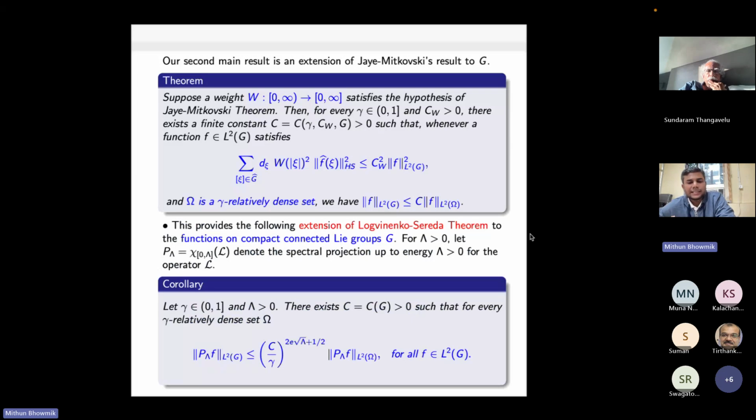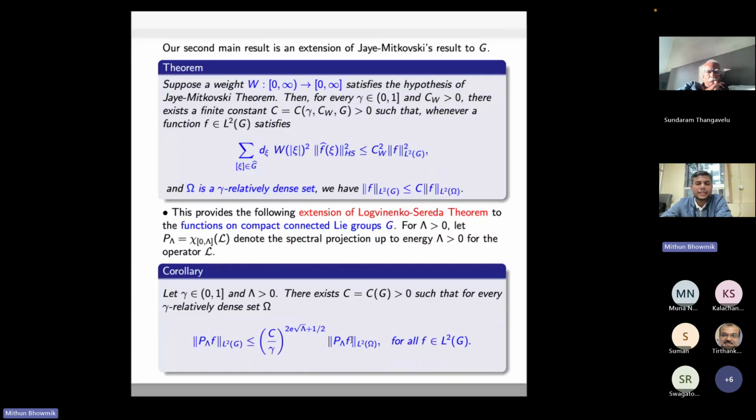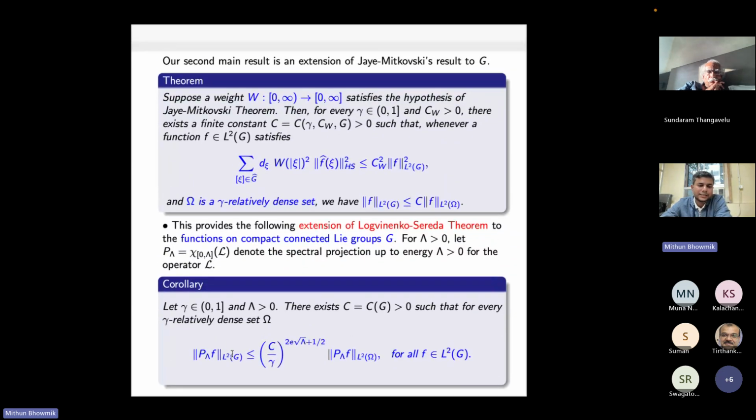Now what about the Logvinenko-Sereda theorem? The Logvinenko-Sereda theorem was initially proved for any smooth manifold. So we can also recover that result on compact Lie groups. I can take the spectral projection of the Laplacian up to energy lambda. Then for any such function, I can always recover its L2 norm from a relatively dense set. This will follow as a corollary of the above theorem. This is an extension of the Logvinenko-Sereda theorem in the context of compact connected Lie groups.